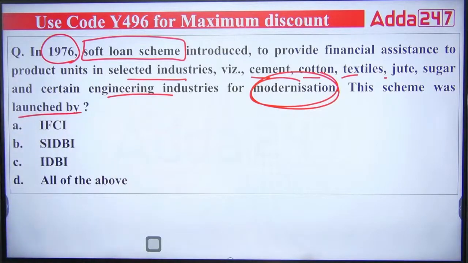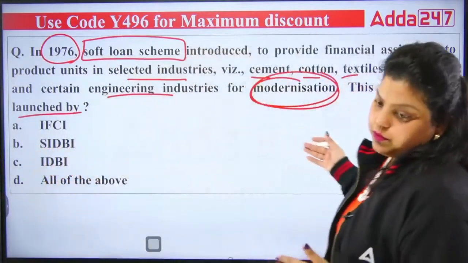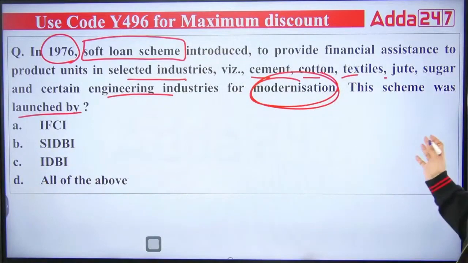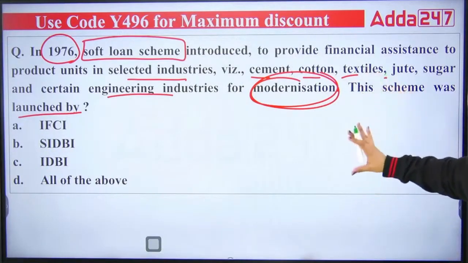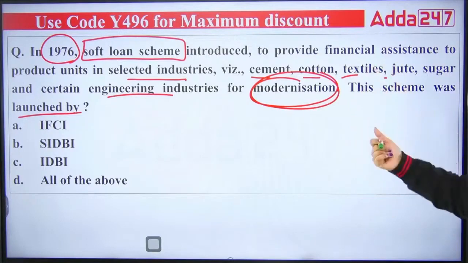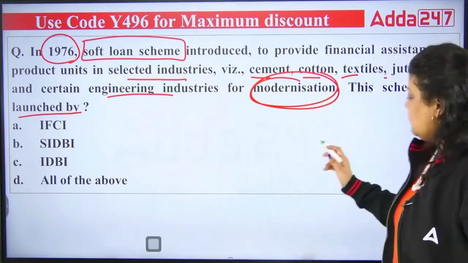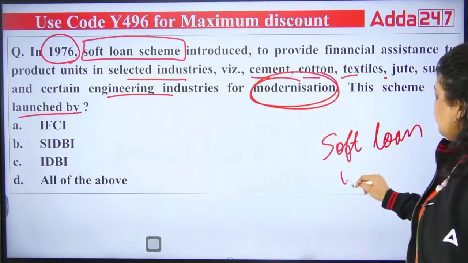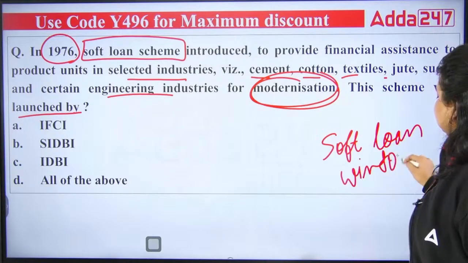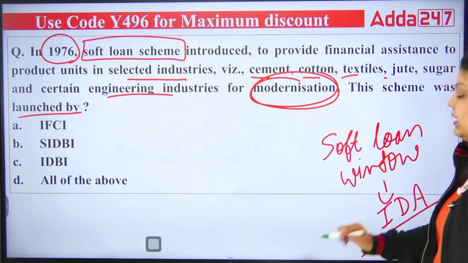Let me know. So the soft loan scheme has been introduced for different sectors or industries, for the purpose of modernization of these industries. So which bank or financial institution launched this scheme? Apart from that, as it says soft loan scheme, we also have a soft loan window. The soft loan window is IDA, International Development Association of the World Bank.